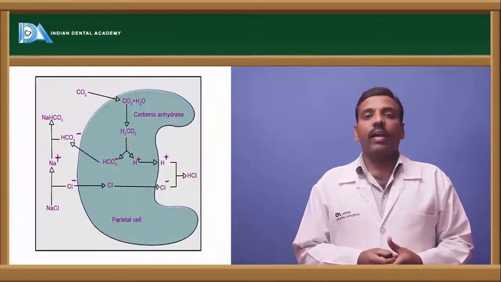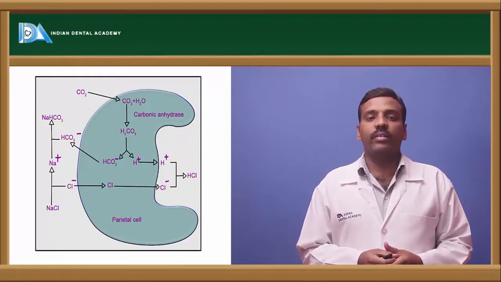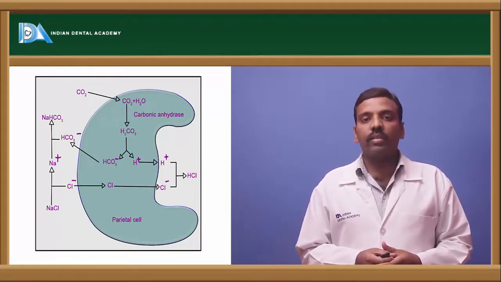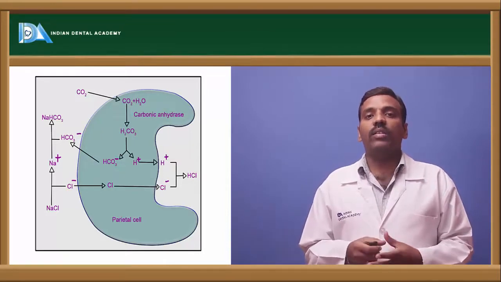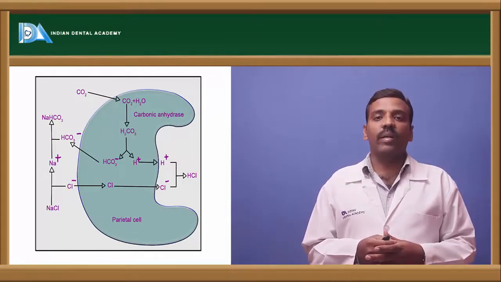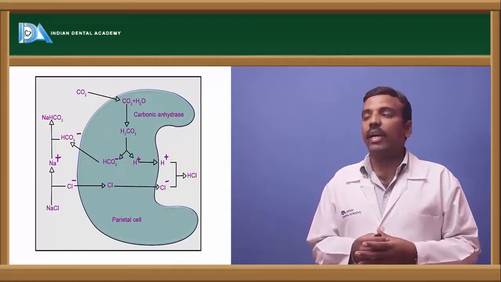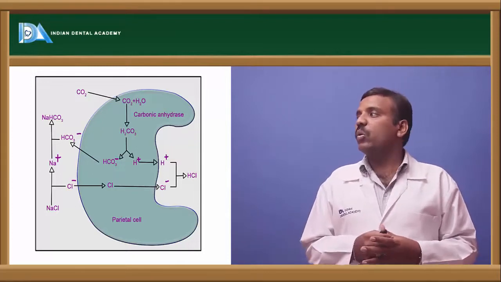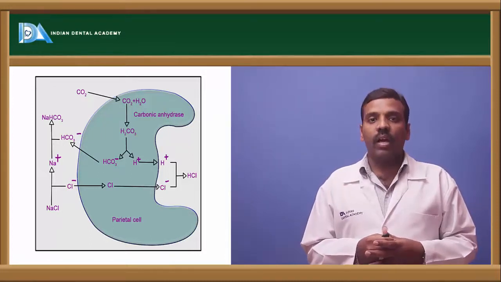And next is hydrochloric acid secretion. The hydrochloric acid is secreted from the parietal cells of the stomach. How it is secreted: the water present in the cells and the carbon dioxide from the metabolic phase combine and form H2CO3 in the presence of carbonic anhydrase.